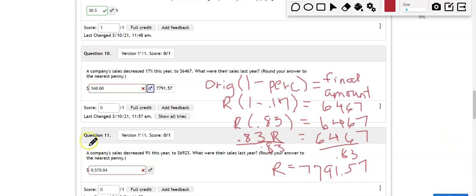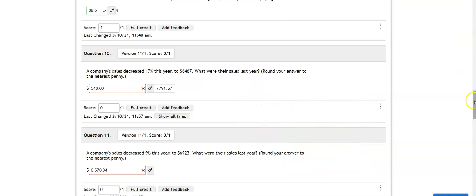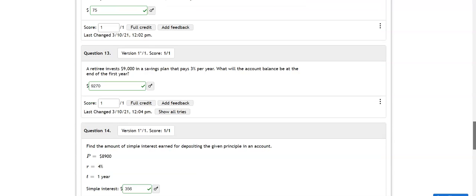Now, number 11 is exactly the same idea. So the difference between 10 and 11 is that instead of the 17%, you'll have 9%. So 0.09 right here. And instead of the 6467, you'll have 6923 right here. And you'll rework number 11 in the same fashion. And let me move on down, and we'll see if there was an additional one here.